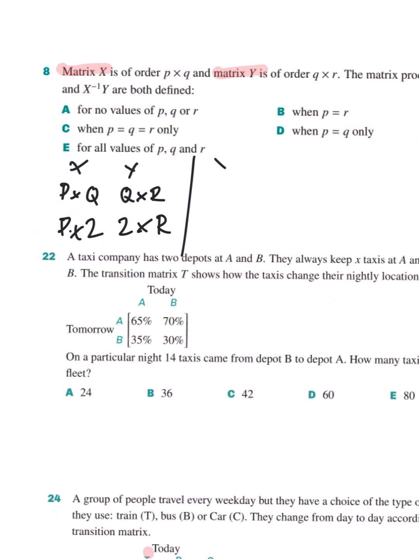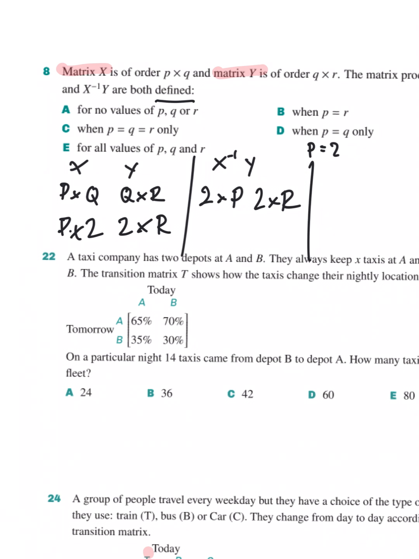Now, if we do the inverse of X times Y, the inverse of X is 2 times P, because remember the rows and the columns swap around, times Y, which is still 2 times R. For this to be defined, that means P has to equal 2. Yeah, so P has to equal 2 for that to be defined.